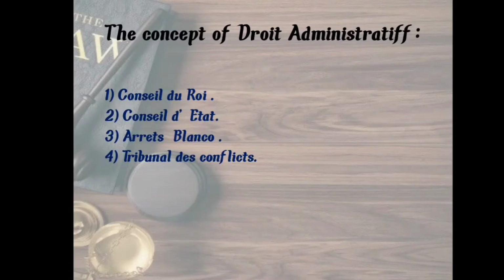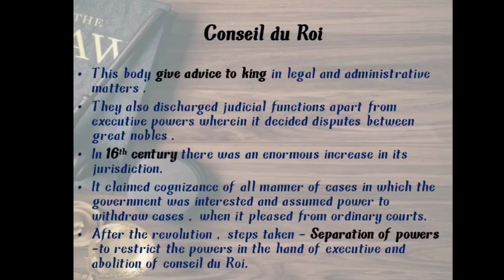The two bodies that overtook authority from one another during the pre and post-revolutionary France were then recognized as the Conseil du Roi and Conseil d'État respectively. Conseil du Roi was a product of pre-revolutionary France. This body acted as an advisor in legal and administrative subjects for the king.